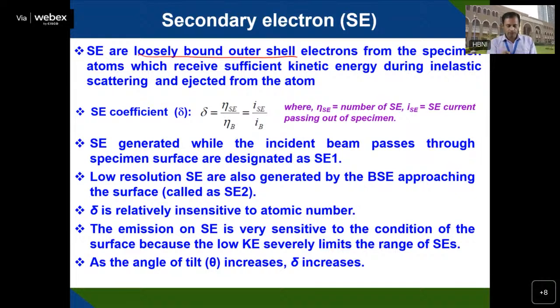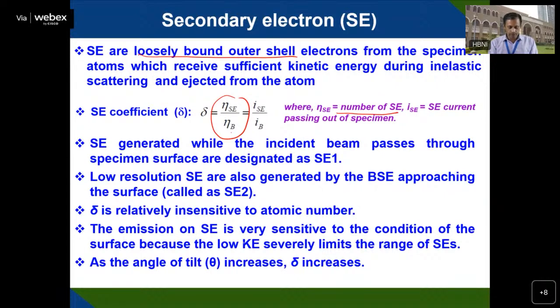In that case, the kinetic energy of the incoming electron is so high that it has to overcome the binding energy of the secondary electron to knock it out. Similarly, the secondary electron coefficient depends upon two parameters: the number of secondary electrons and the total number of electrons injected into the system. Then one secondary electron can generate another secondary electron, with low energy, that is SE2. That secondary electron can generate a third secondary electron, so it is possible to have more secondary electron production.